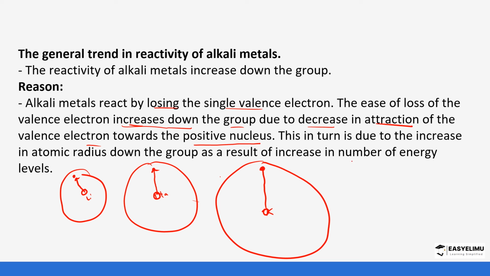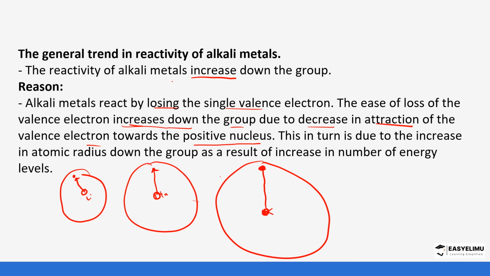This in turn is due to the increase in the atomic radius down the group as a result of the increase in the number of energy levels. So you see how those three are related. Increase in the size of the atom causes increase in the loss of electron in the outermost shell, because there is a decrease in the attraction between the nucleus and the outermost electron. So that's the reason why the reactivity increases down the group.